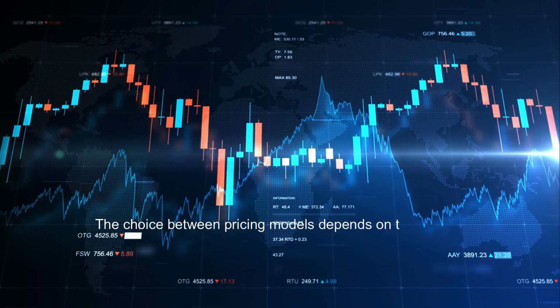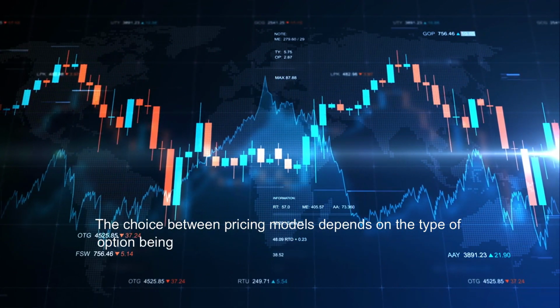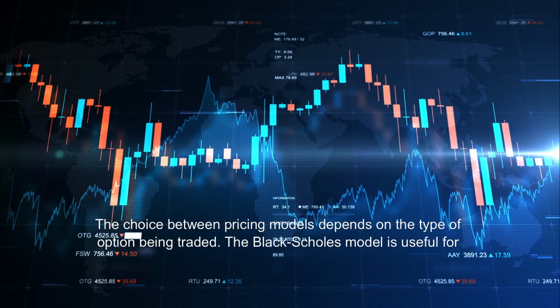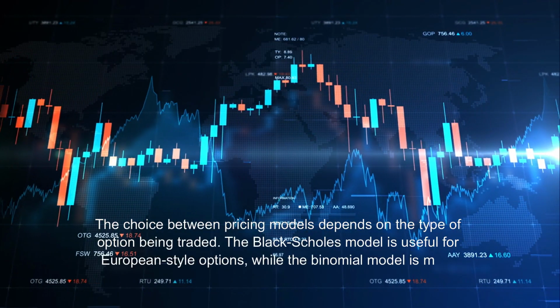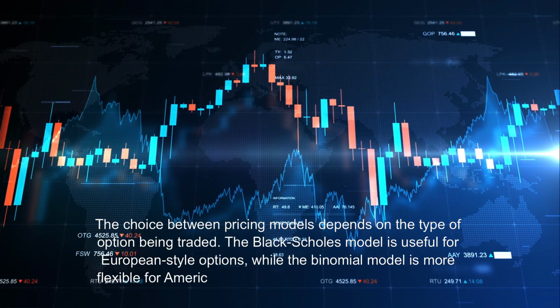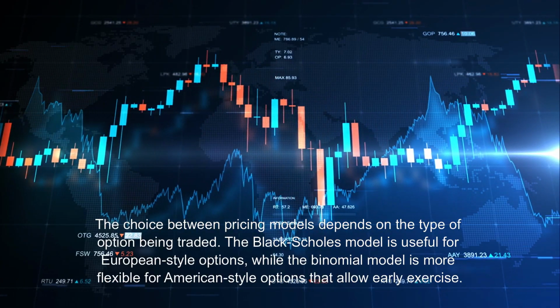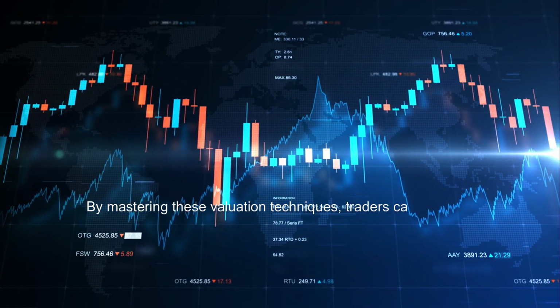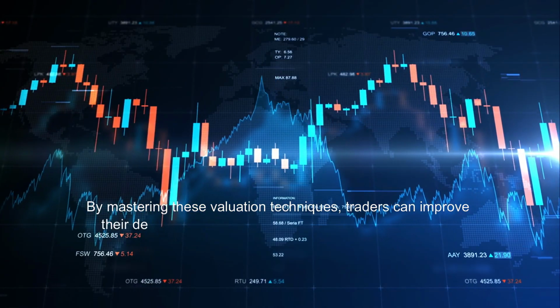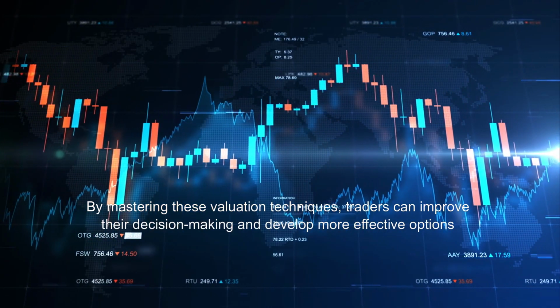The choice between pricing models depends on the type of option being traded. The Black-Scholes model is useful for European-style options, while the binomial model is more flexible for American-style options that allow early exercise. By mastering these valuation techniques, traders can improve their decision-making and develop more effective options strategies.